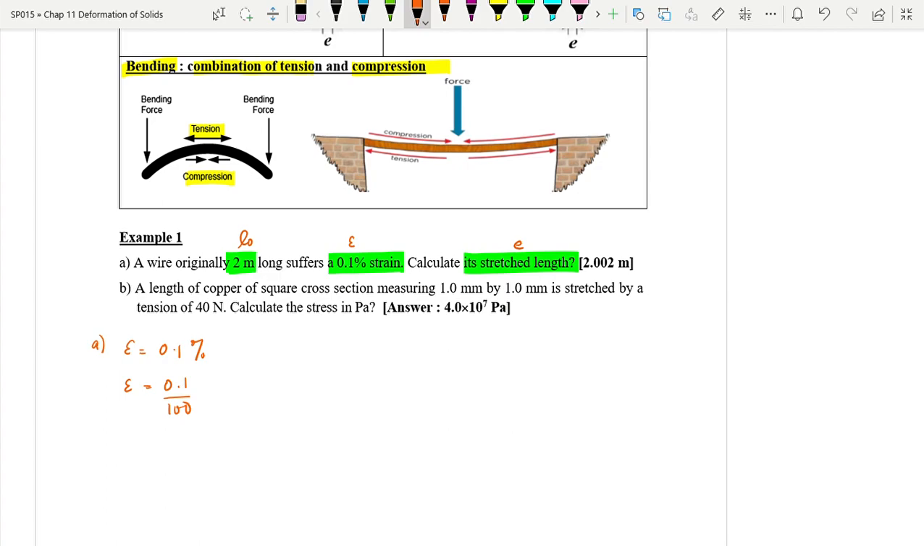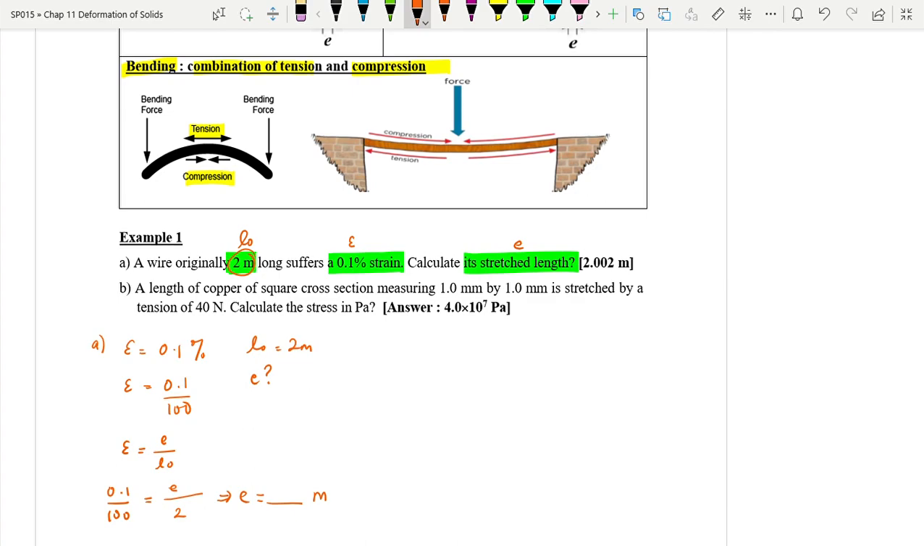And then L naught is given, which is 2 meter. They want us to calculate the extension. So from the formula of strain, it's E over L naught. So just simply substitute the value of strain, and L naught is 2. So you can simply get the extension here. And the unit should be meter lah, because the L naught is in meter.